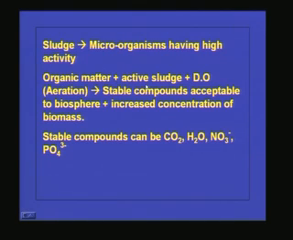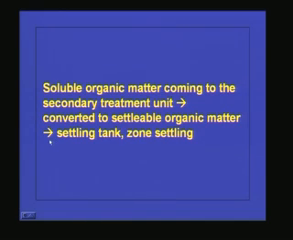Organic matter plus active sludge or microorganisms plus dissolved oxygen gives stable compounds acceptable to the biosphere plus increased concentration of biomass. The stable compounds can be carbon dioxide, water, nitrate, phosphate, depending upon the nature of the wastewater. So, what is happening in the aeration tank? Soluble organic matter coming to the secondary treatment unit is converted to settleable organic matter. So, this is what is happening in the aeration tank.